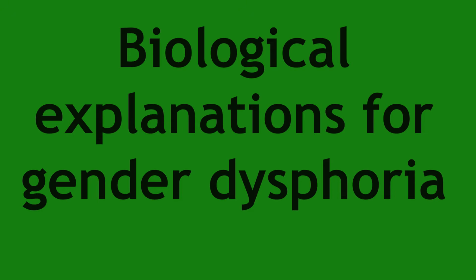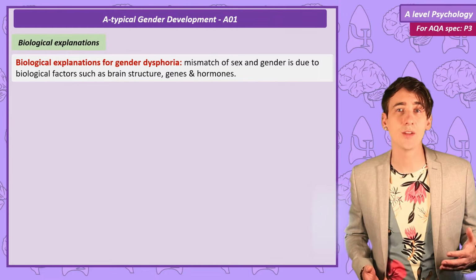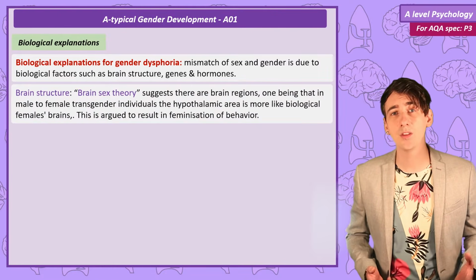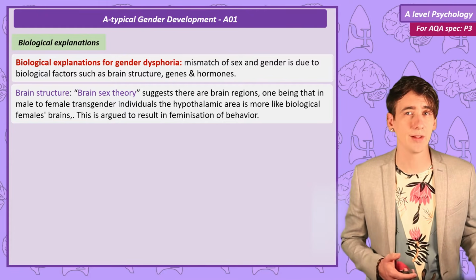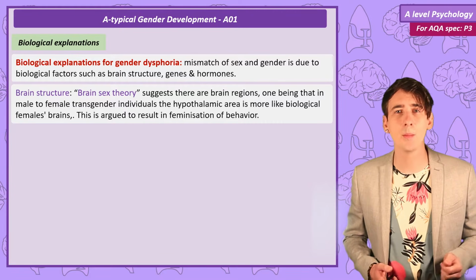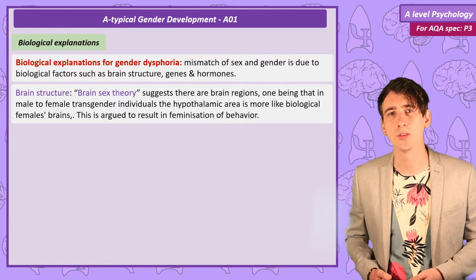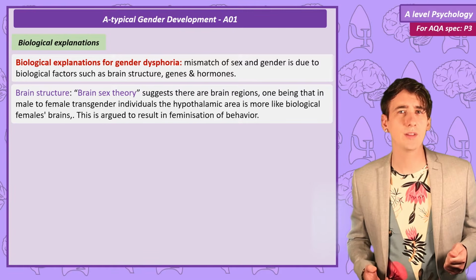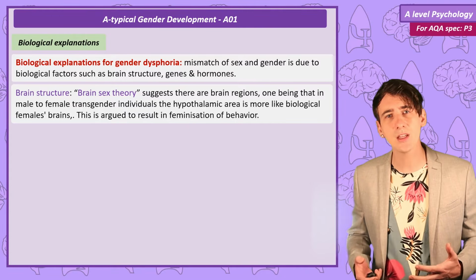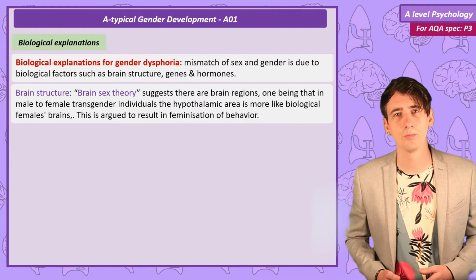Biological explanations for gender dysphoria. One of the leading biological theories for gender dysphoria is brain sex theory, and this is based on observations of areas of the brain like the hypothalamus in male to female transgender individuals being closer to the size of biological females than biological males. If areas of the brain are the same size, this raises a possibility that this results in a feminization of whatever behaviour that area of the brain is responsible for.